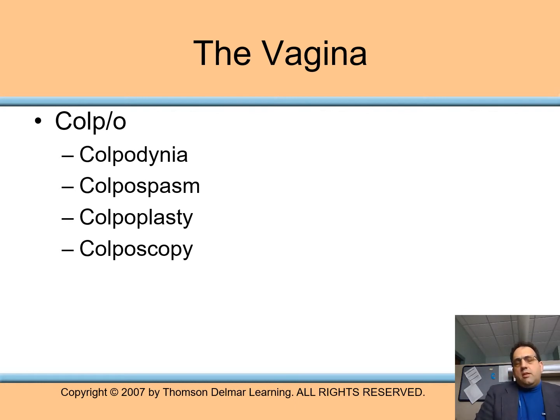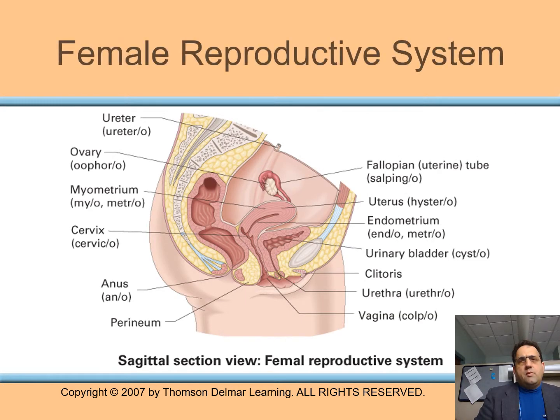The term we use for the vagina is colpo. So colpodynia would mean vaginal pain. Colpospasm would mean spasm of the vagina. A colpoplasty would be surgical repair of the vagina, and colposcopy is using a tool to look into the vagina.